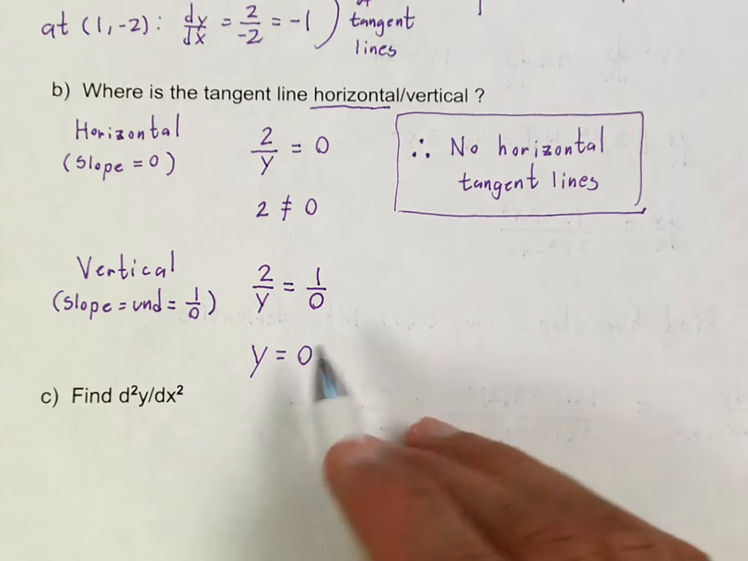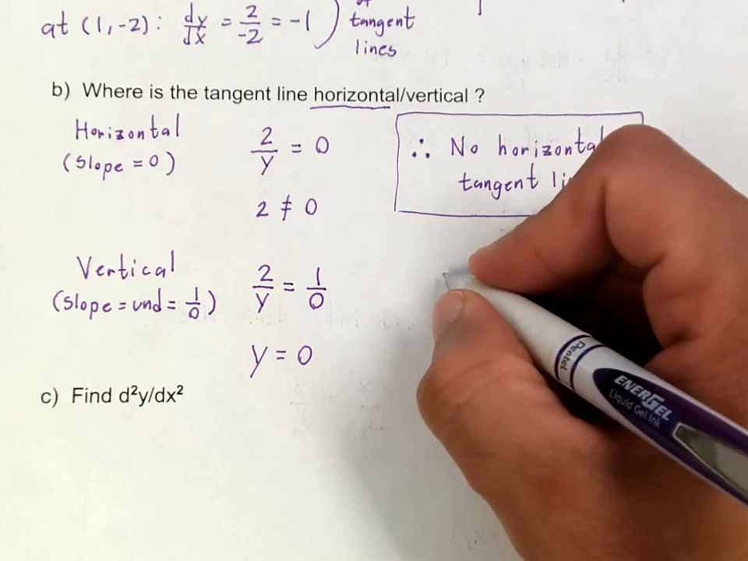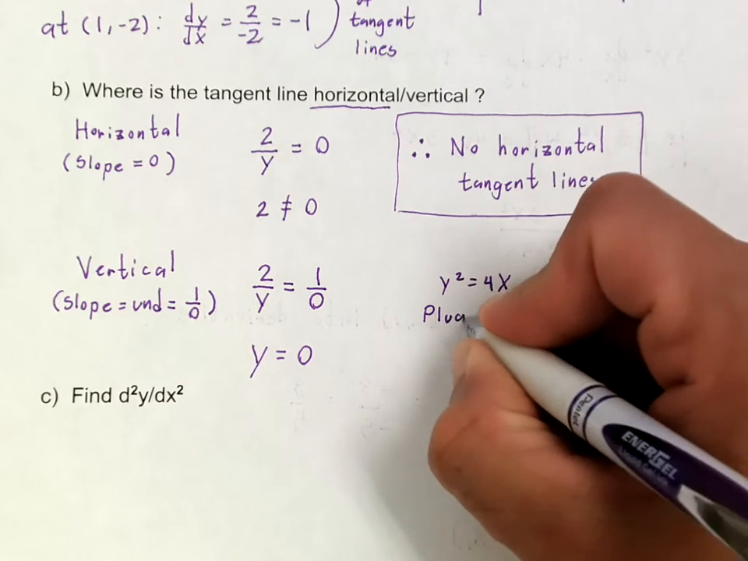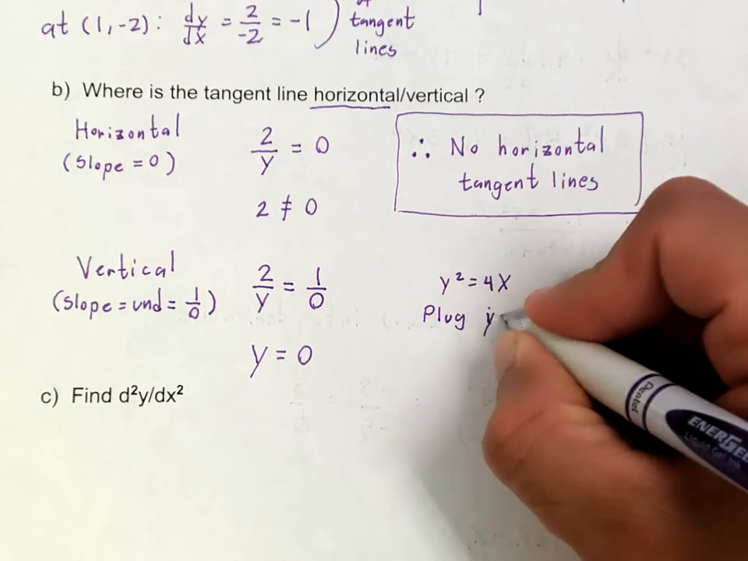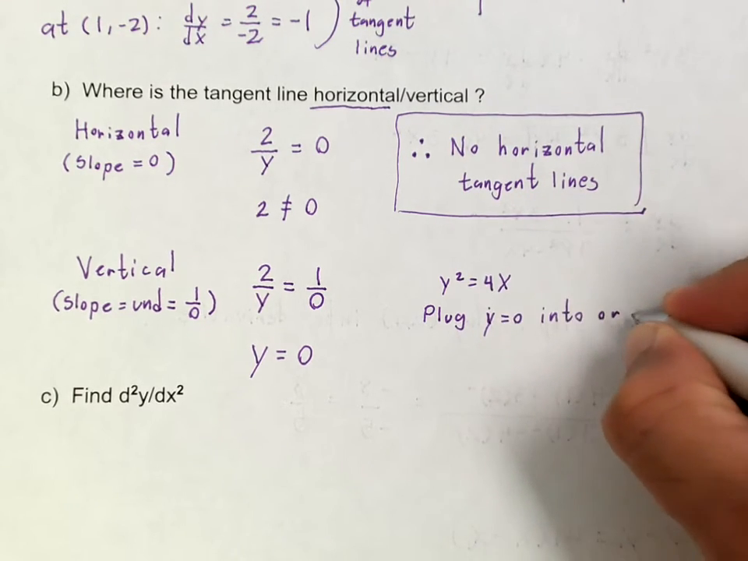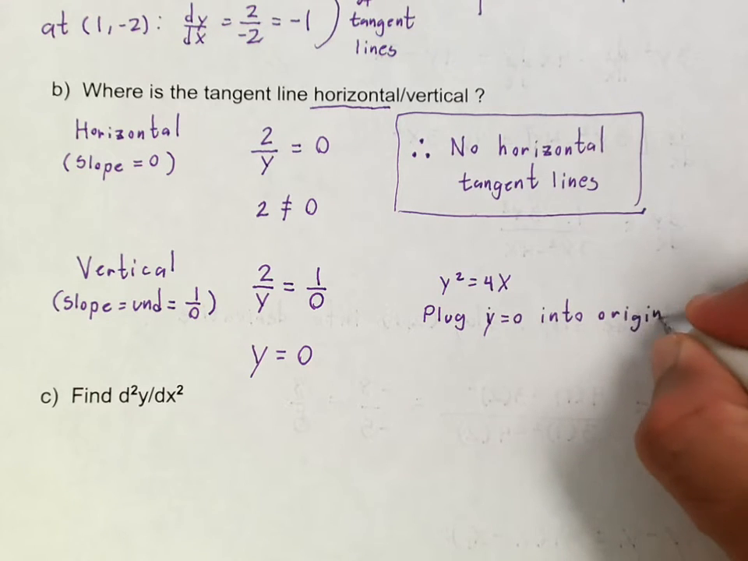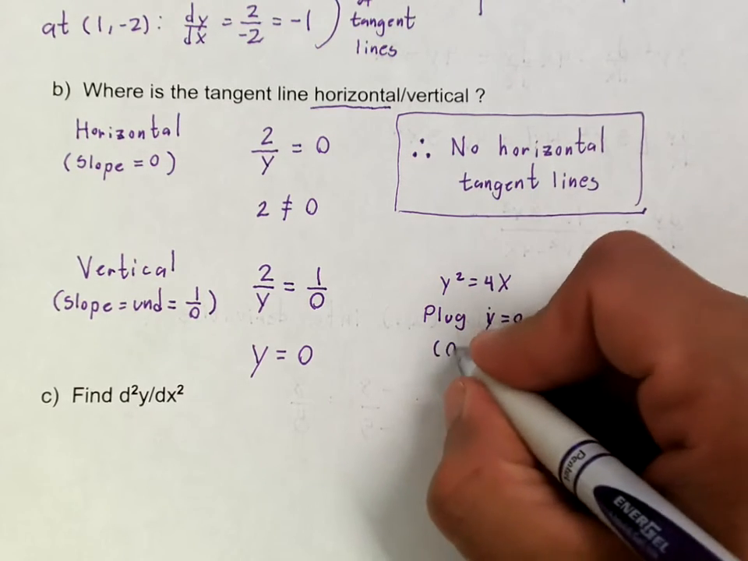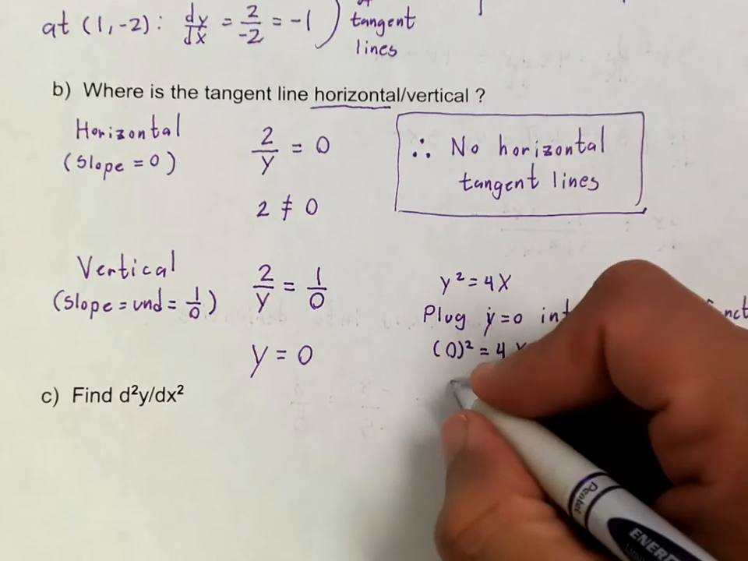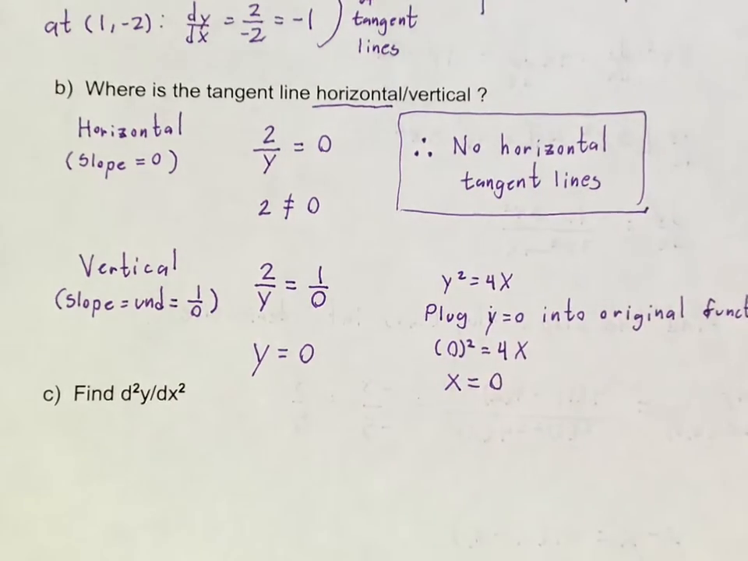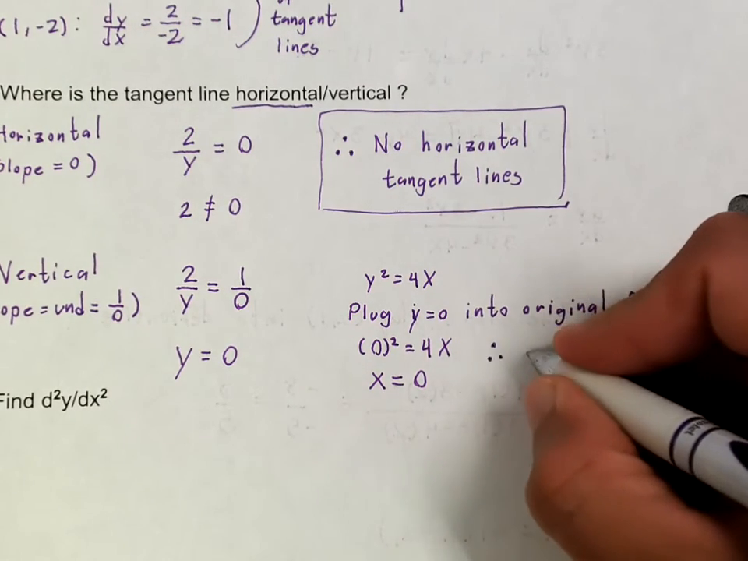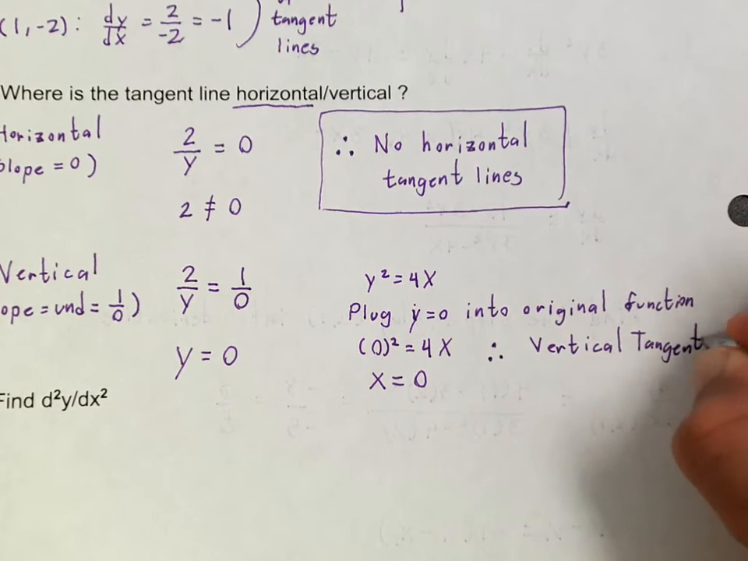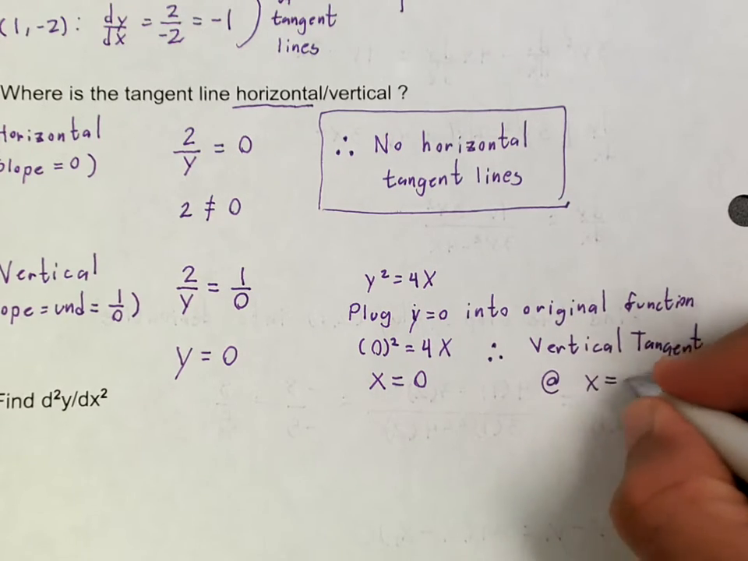The original function, if you remember, was y squared is equal to 4x. So we're going to plug y is equal to 0 into the original function. That would be 0 squared is equal to 4x. Long story short, through the magic of television, x is 0. Therefore, we have a vertical tangent line at x is equal to 0.